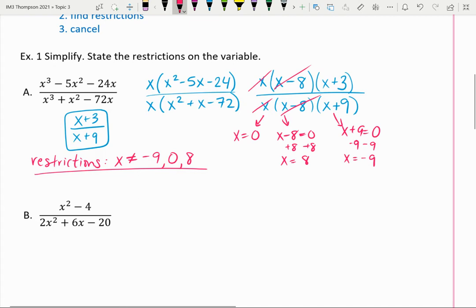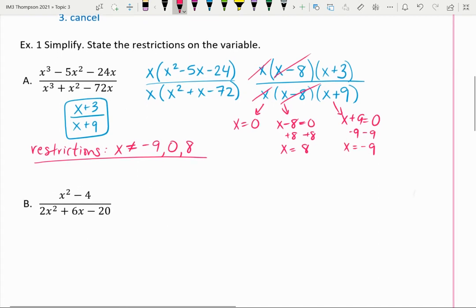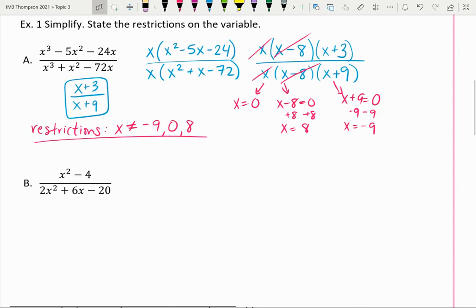I'm going to pause and let you try B. So step 1, factor. Step 2, find the restrictions. And then cancel and rewrite.